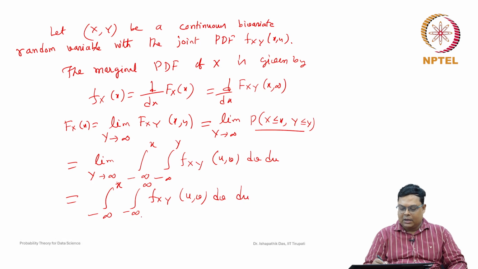Now, by the definition of integral calculus, there is a function inside and we take the integration from minus infinity to x with respect to u. If you take the integration from minus infinity to plus infinity with respect to v, the result is independent of v; it is only a function of u. Then you take the integration from minus infinity to x, and that is F_X(x).